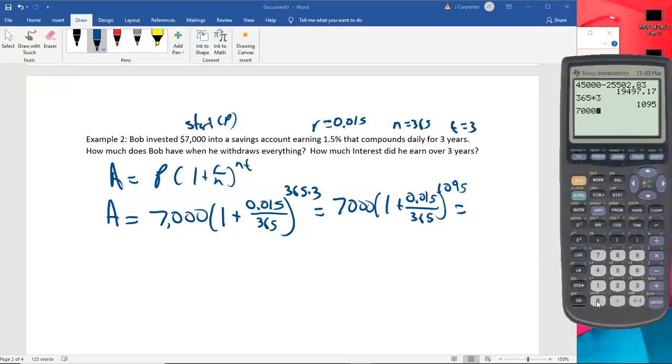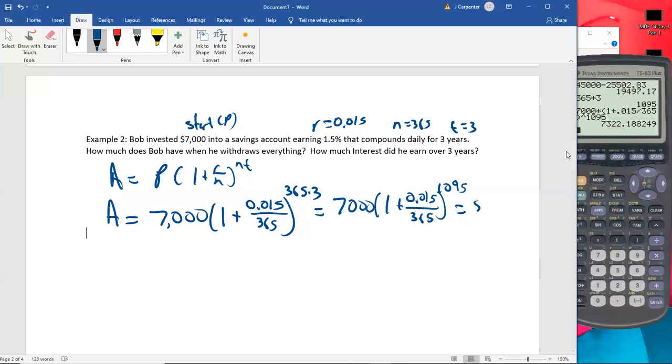All right, so let's see what we get. 7,000. Again, you might have to hit times before the parentheses, so I'll show it that way. It just depends on your technology, your calculator. 1 plus, then the 0.015 divided by 365, close the parentheses, raise it to the 1095. Drum roll, let's hope we get an answer that makes sense. 7,322 and then 19 cents.